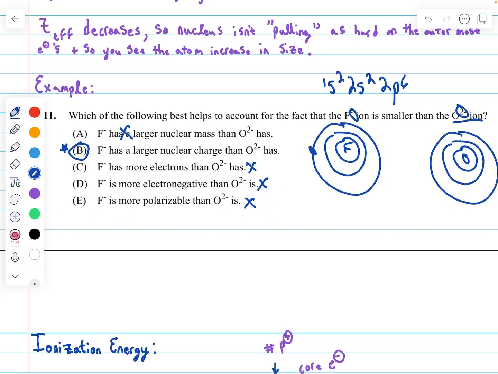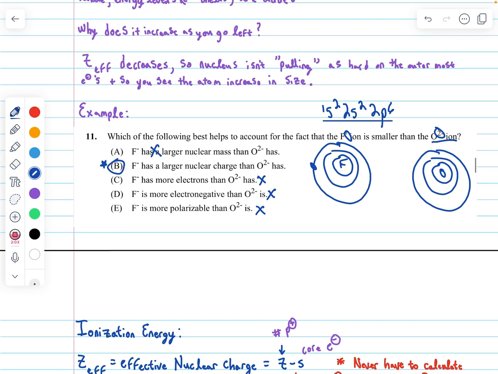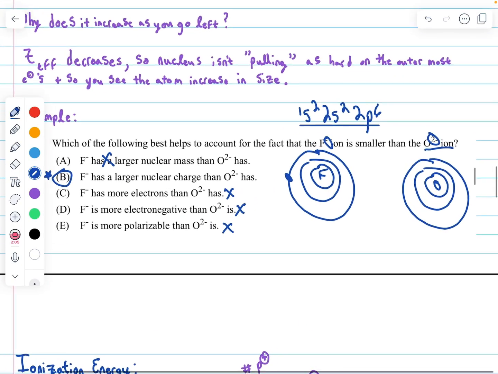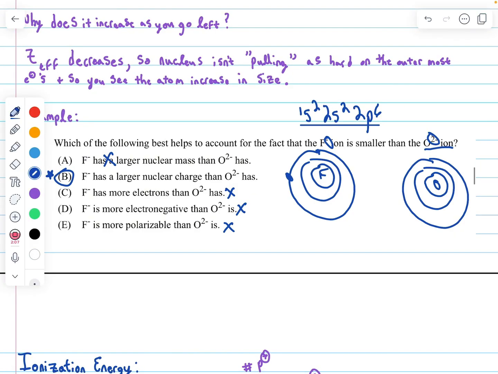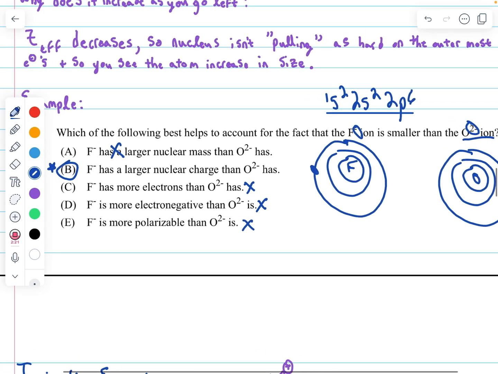Fluoride has more electrons than O2 has. Well, that's not true because they have the same electron configuration, right? So it can't be C. D. Fluoride is more electronegative than the oxygen ion is. Well, they're not essentially electronegative because we have the same electrons. They're full. We don't need to look at electronegativity here.